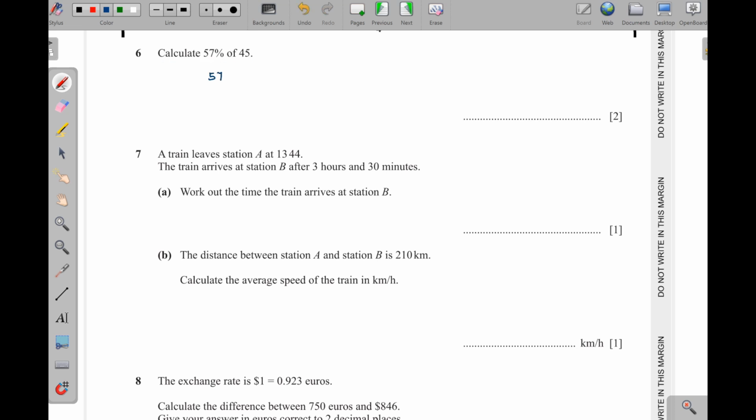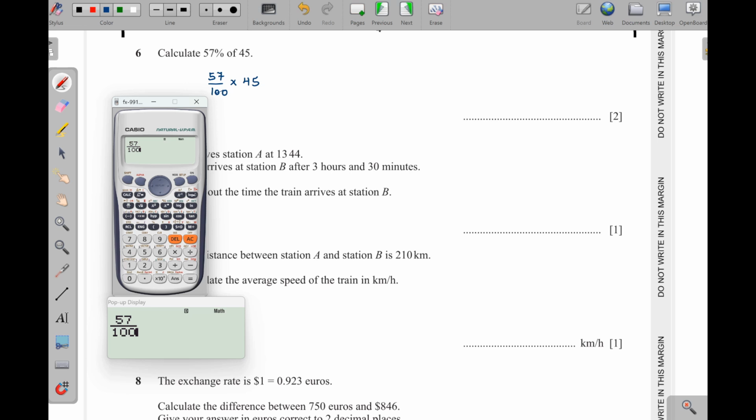Question 6, calculate 57% of 45. So this one will be 57 out of 100, then times the 45. 57 out of 100, then times 45. This one becomes 25.65.